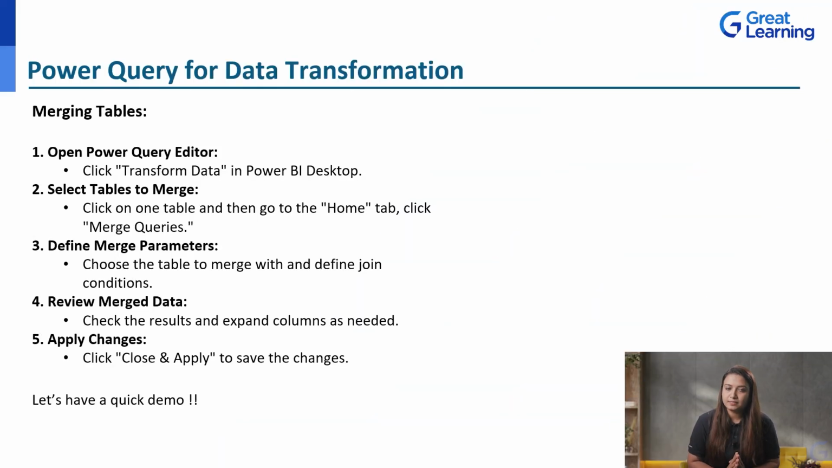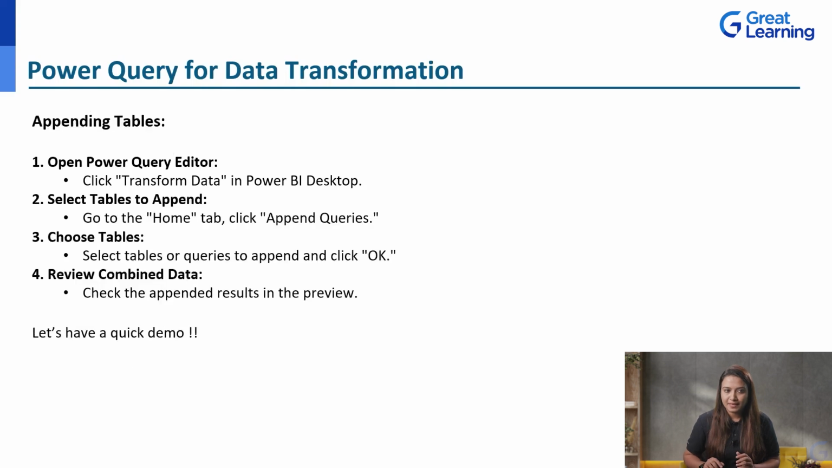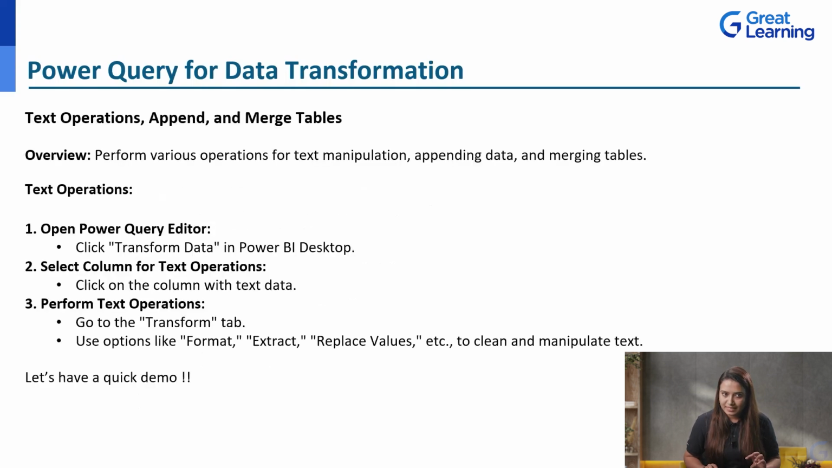We've already done this. We will select table 1 and table 2, or column 1 and column 2. You merge, you define which kind of join you want, and you can check the result. It's very simple to do this way. Let's quickly hop on to Power BI desktop and check how these three things happen. Repeating, how do we do the text operations, append and merging the tables.